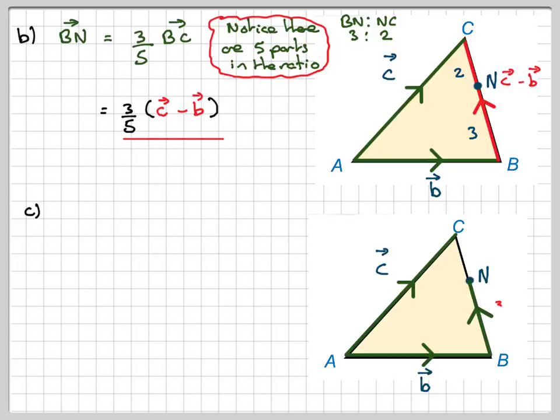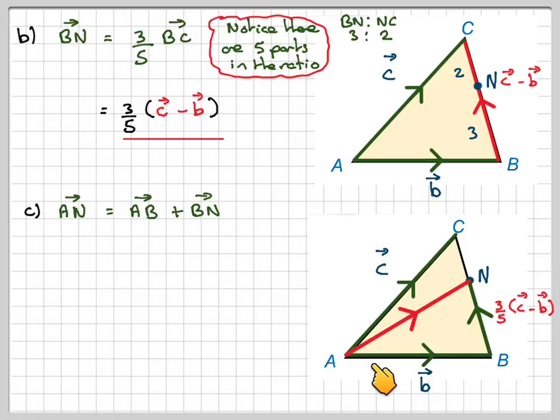Finally, we need to find the vector AN. Just before we carry on, we've got b, we've got c, and we now know that this vector BN is 3/5 of c minus b. We want to find the vector from A to N. So to go from A to N, we need to go AB plus BN. We know that AB, going with the arrow, is going to be b, and then BN is going to be adding 3/5 of c minus b.